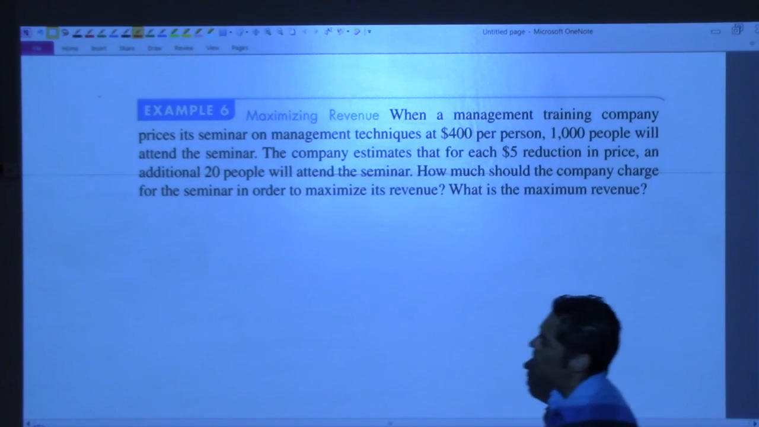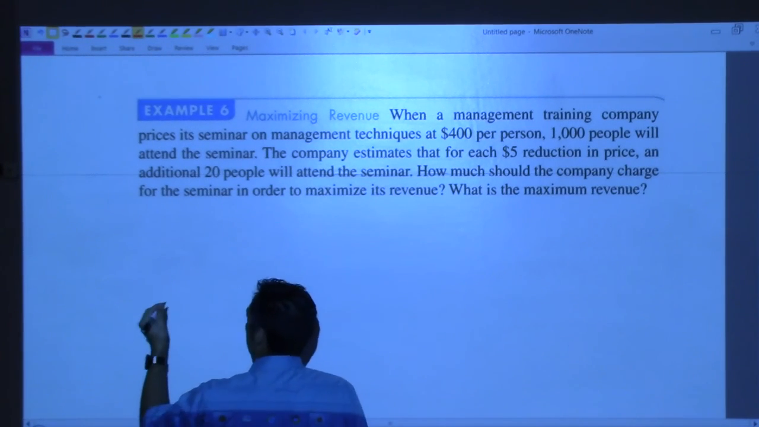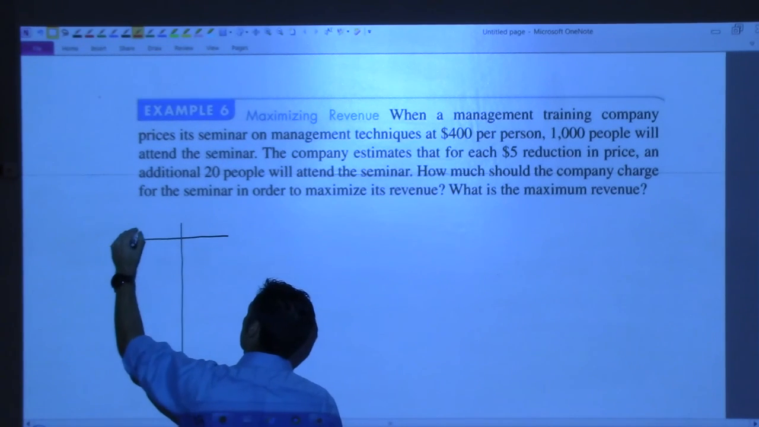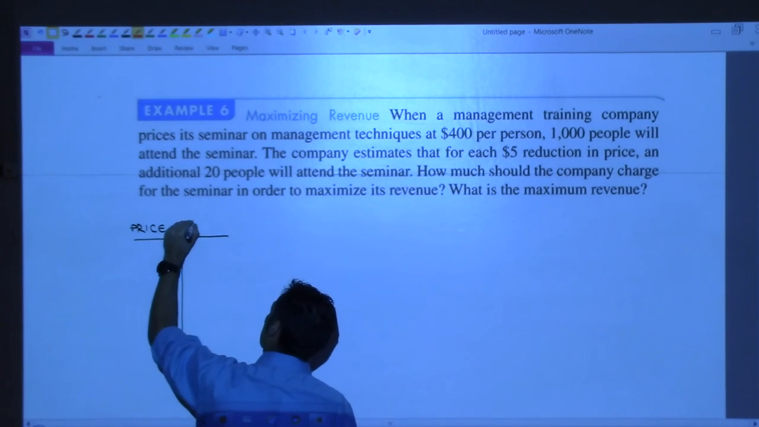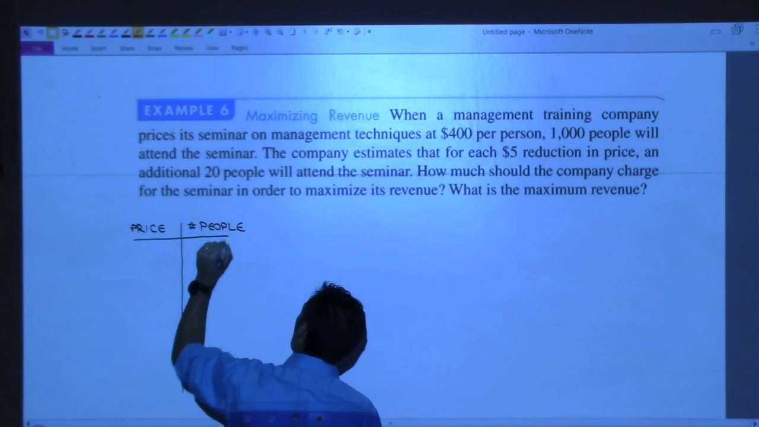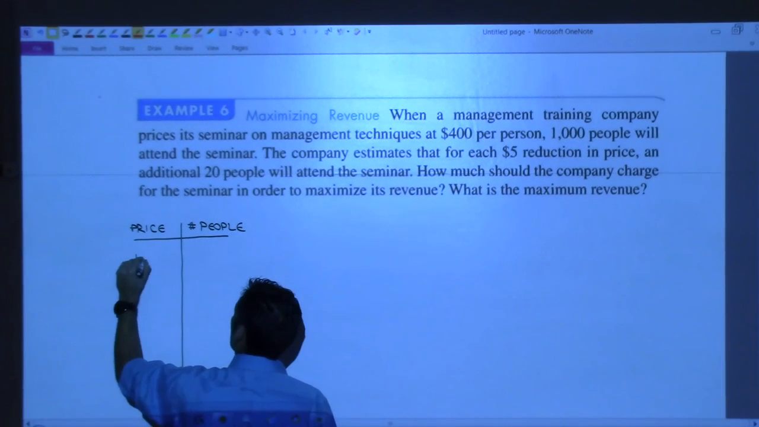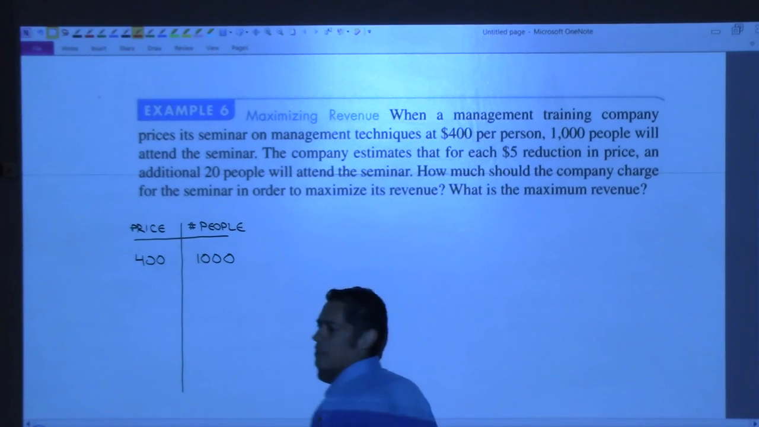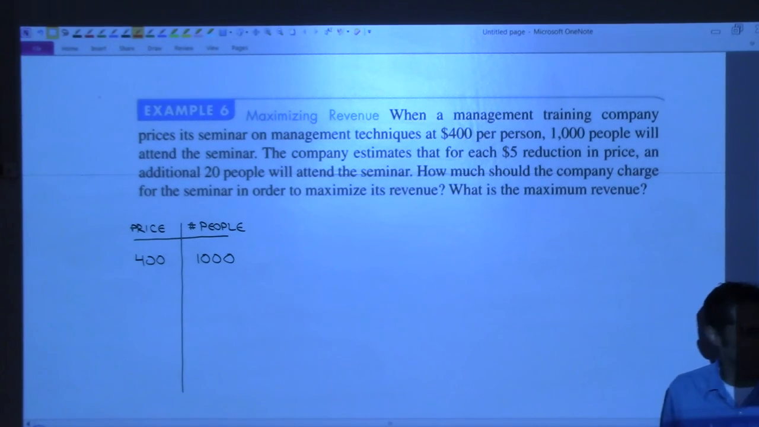Let's do like a little table. Let's start just by thinking through this. If we have the price here, and this is the number of people that are going to show up, we know that if the price is 400, we should expect 1,000 people to show up, right? Agreed? That's what's given to us?